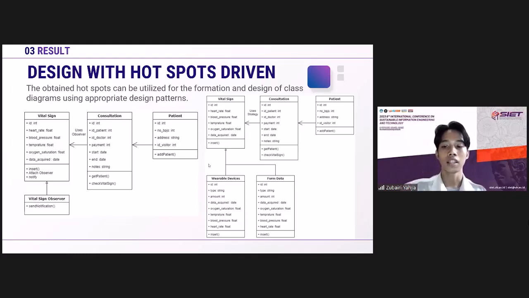In the vital sign data, we introduce two variability classes, one accommodating wearable device and the other managing form-based data. By accommodating both, the telehealth system offers flexibility in collecting vital sign data.